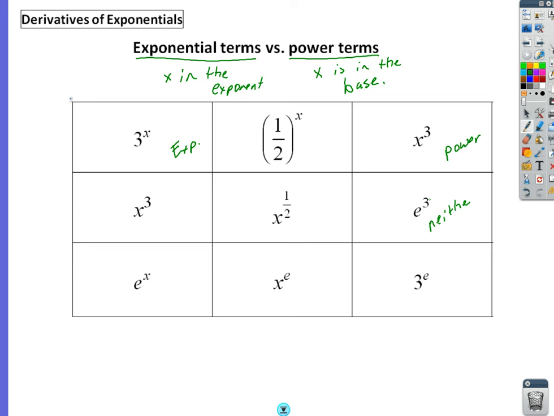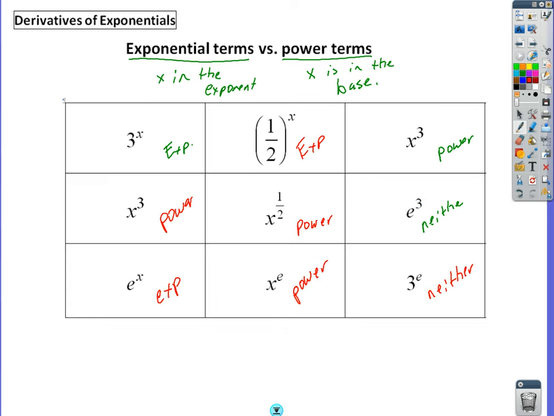So what I want you to do is take a moment. I'm going to pause the video, and I want you to do the rest of these and identify them as exponential, power, or neither. All right? And there you go. Check your answers in red, see if they're correct. If you need to, pause my video. All right, and check them out.